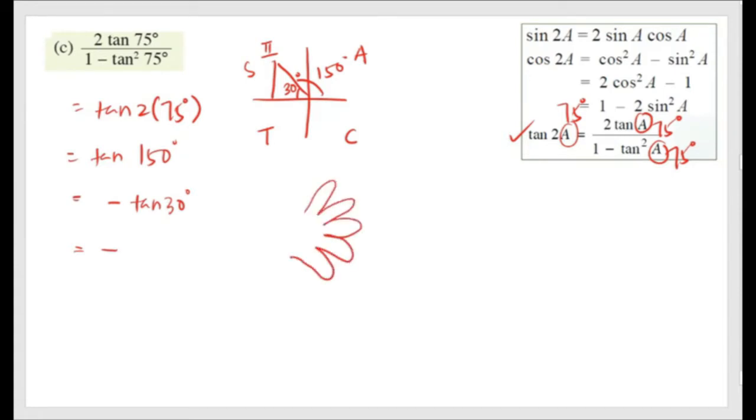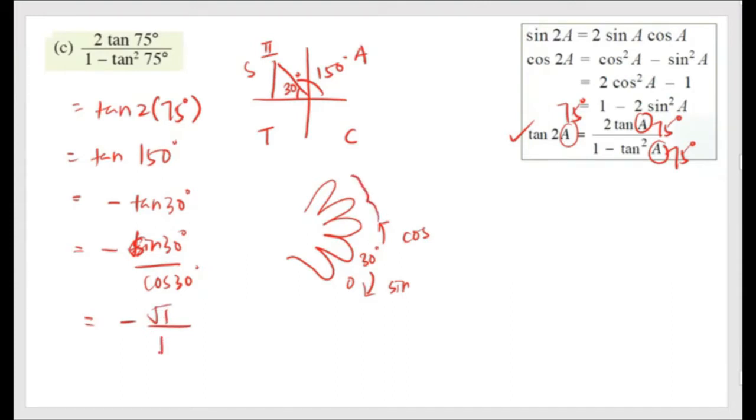Now we don't have a calculator, so you have to use your hand again. 0, 30 degrees. Go down is sine, go up is cos. So tangent equals sine 30 degrees over cos 30 degrees. Sine is one step downward, cos is 1, 2, 3, three steps upward. So your answer is negative 1 over square root 3.